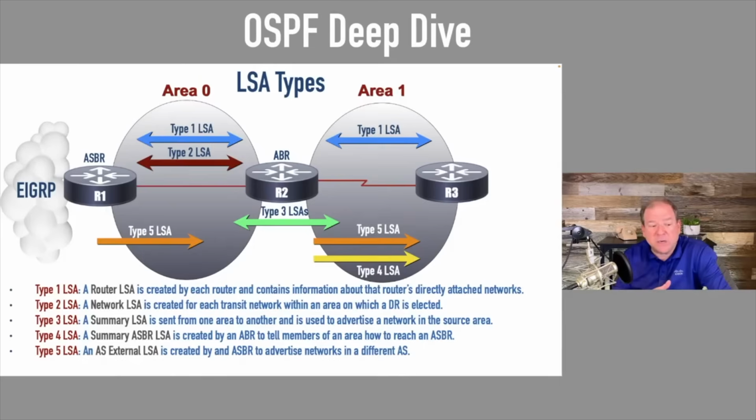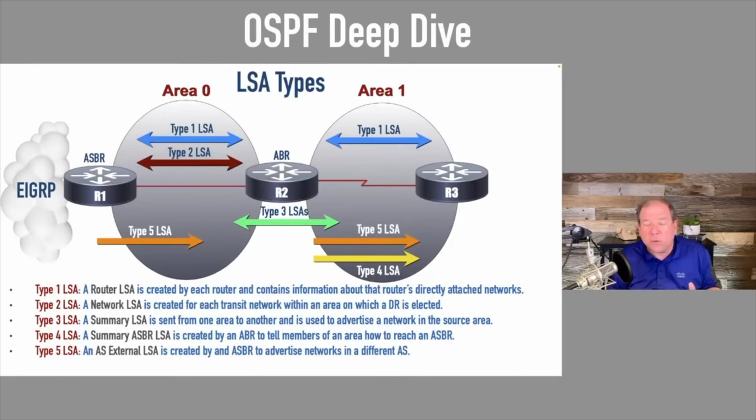So R2 is going to say, wow, I just got this flood of networks coming in from this other autonomous system. I guess I better tell area 1 about that. So what it's going to do is send all those type 5 LSAs into area 1. But the routers in area 1, they got a problem. Everybody in area 0, they know about the autonomous system boundary router. They know that R1, yeah, that's the way that we get out of our autonomous system. That's our ASBR.